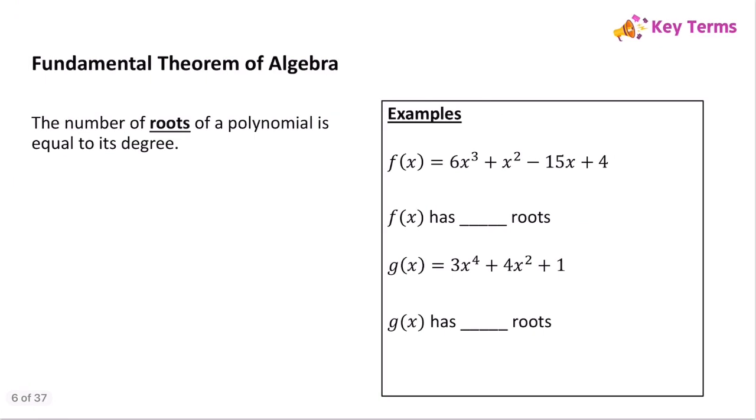We also have something called the fundamental theorem of algebra. What the fundamental theorem of algebra tells us is that the number of roots of a polynomial is equal to its degree. This is a very important idea, so this is why we spend a lot of time talking about the degree and how to find it. For example, you can see here in this f of x that it has a degree of 3, because that's the highest degree term. So that means that this f of x is going to have 3 roots. g of x you can see is a 4th degree polynomial, so g of x will have 4 roots.